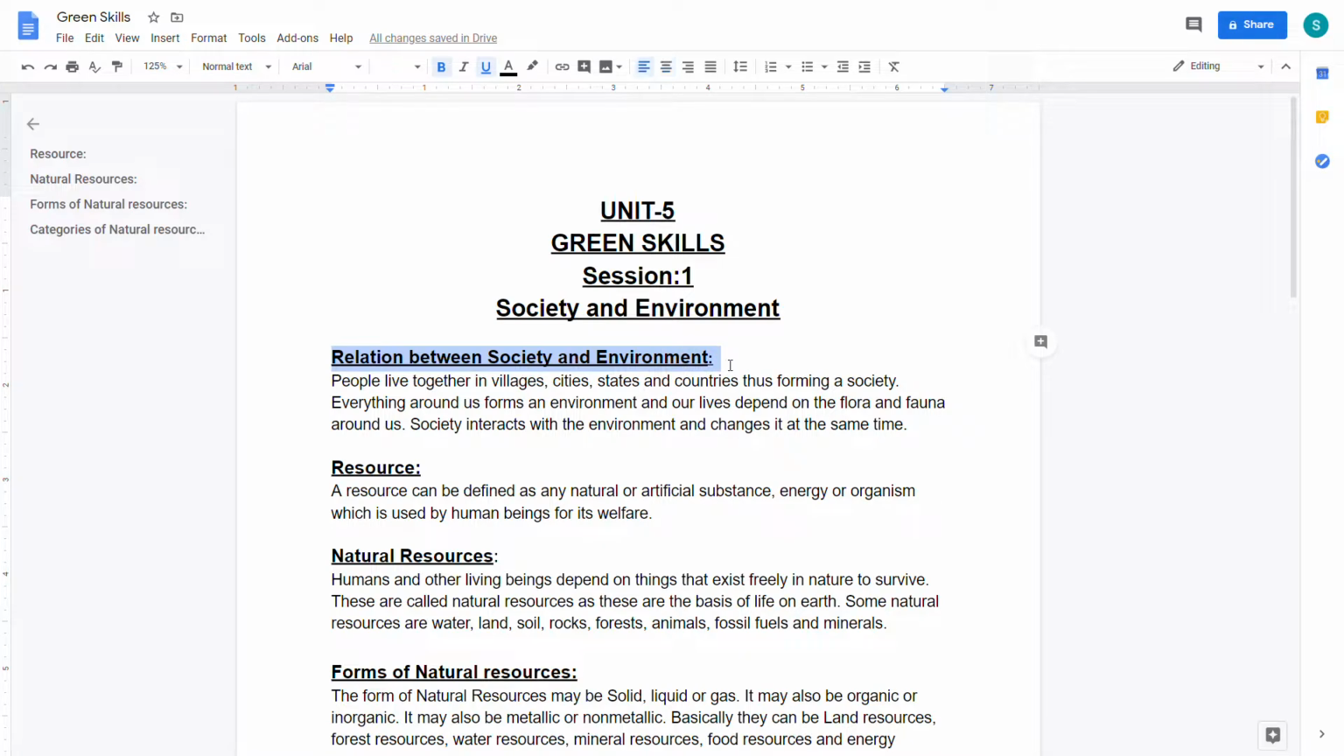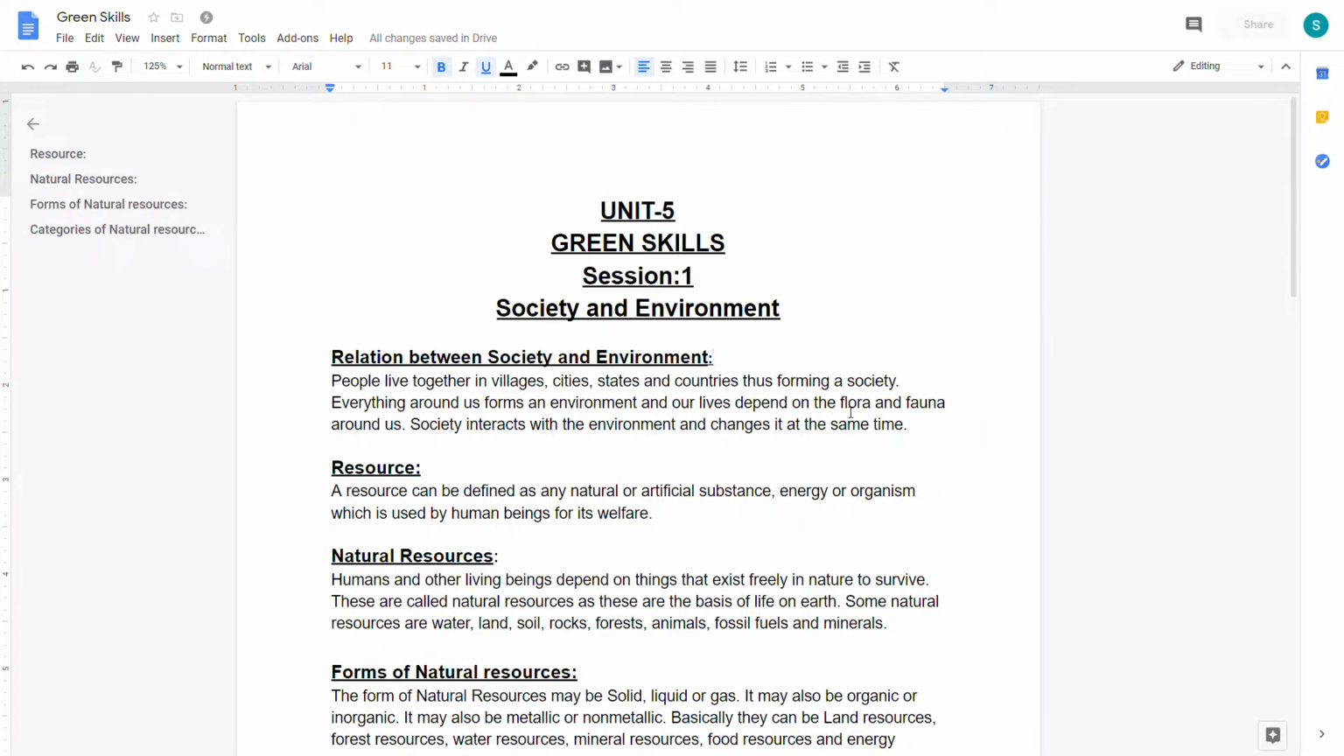What is society? When people live together in a village, a city, a state, or a country, they form a society. What is environment? Everything around us forms an environment. The environment around us affects all aspects of our life, and all our day to day activities also affect the environment. Those who live in cities get their food supply from surrounding villages and in turn depend on natural resources from which food is made.